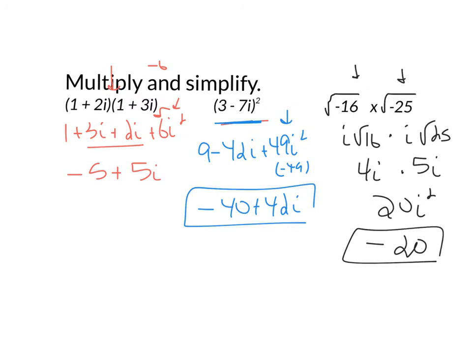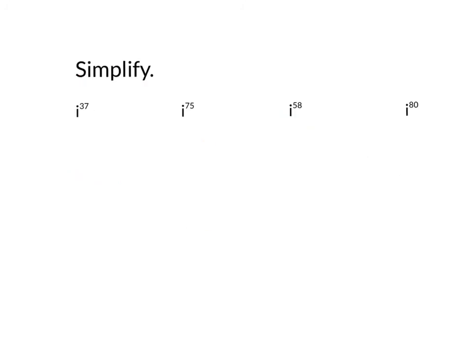A couple more things here. Okay, they're going to give you some i's with exponents. What I want you to do is break them down using i squared. So it looks like this. I'm going to put an i squared here and think how many times is 2 going into 37? Well, 2 goes into 37 18 times. So that expression represents 36 i's because 2 times 18 is 36. So I'm going to put one more i out here. So what I just did is I broke down 37 i's like that.